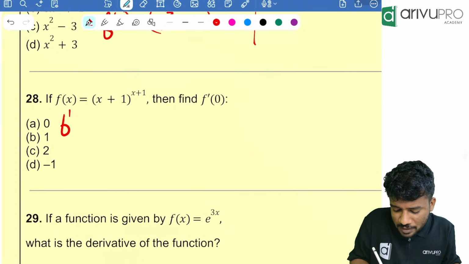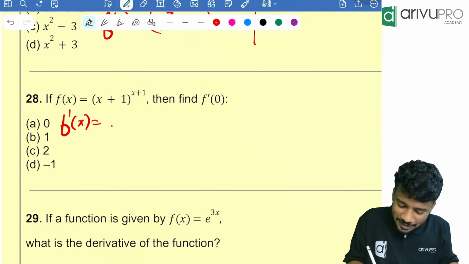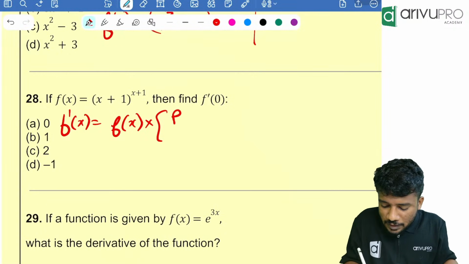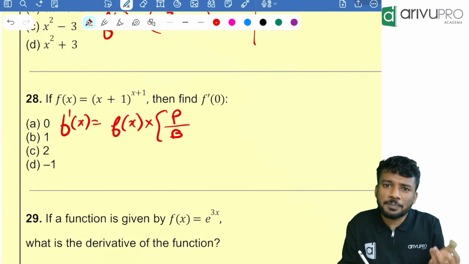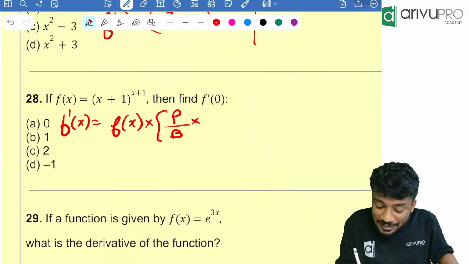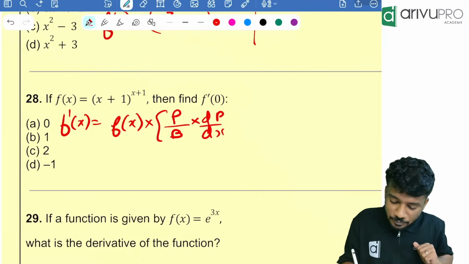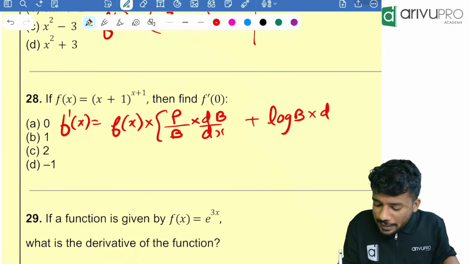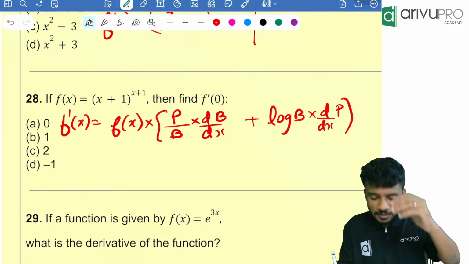So f dash of x, or the derivative of f of x, we have a shortcut. It is nothing but f of x into power divided by base. Here power is x plus 1, and base is also x plus 1. So you will get the answer first, into d by dx of the base, plus log of the base into the derivative of the power. If you use this formula directly, you will get the answer much faster.